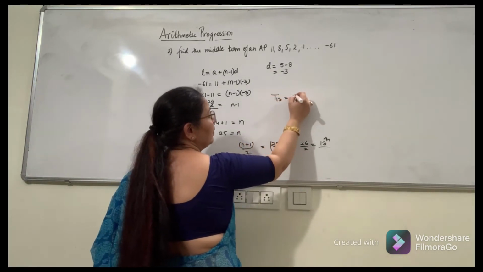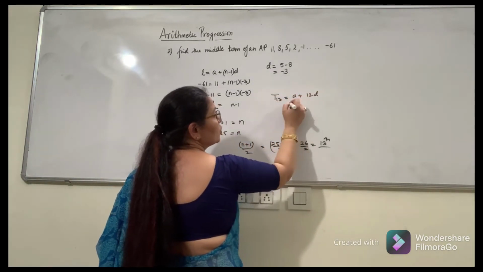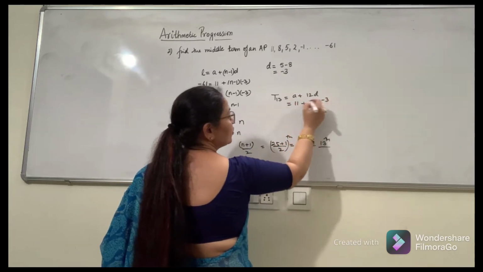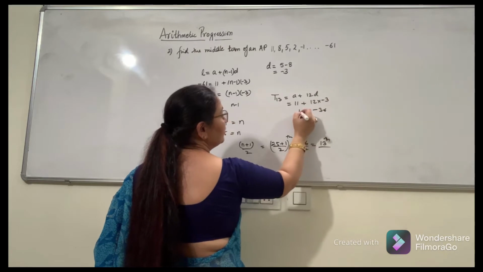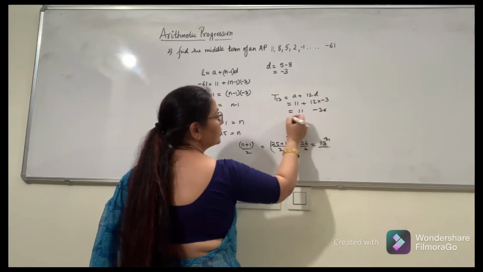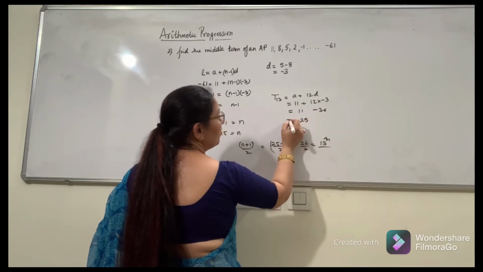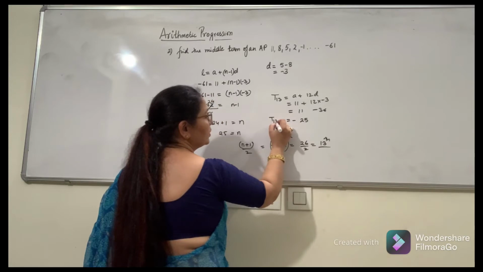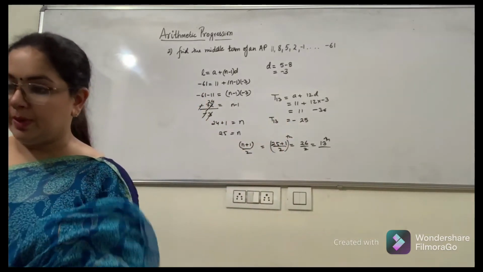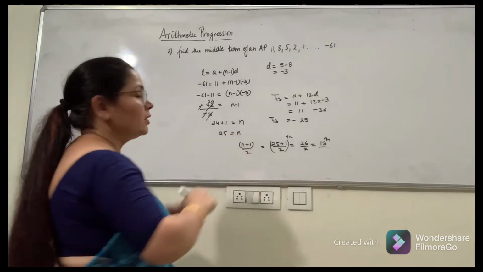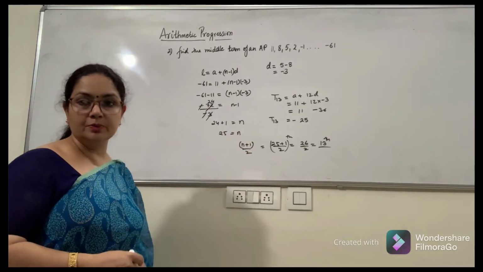T13 is equal to A plus 12D. A is 11, and 12 into minus 3. 12 threes are 36, so minus 36 plus 11, and we'll get minus 25. So the answer is, the 13th term will be minus 25. So pause the video to note it down.